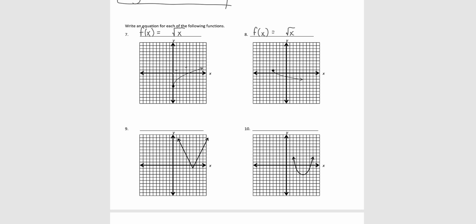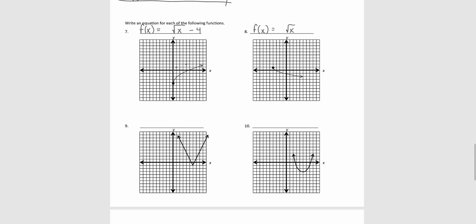So it's definitely been a down shift. We've shifted down, looks like 4 units. So that implies there's a -4 on the outside. Only question is, has this one been stretched out? And this is kind of tricky on this problem. It does look like it's been stretched out by a little bit, but it's kind of difficult to tell by how much.